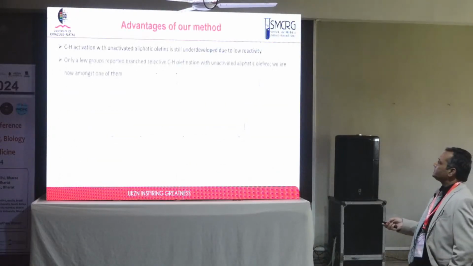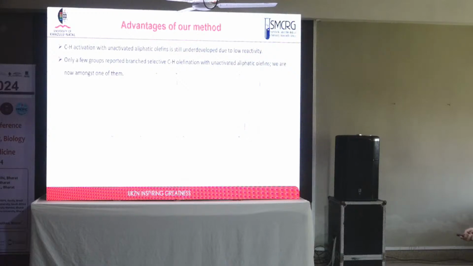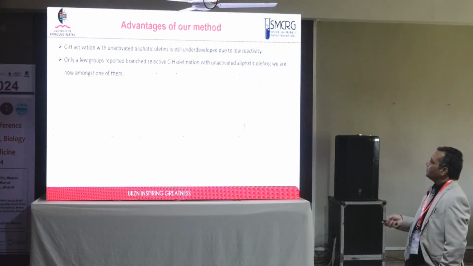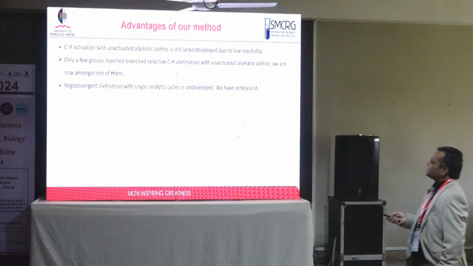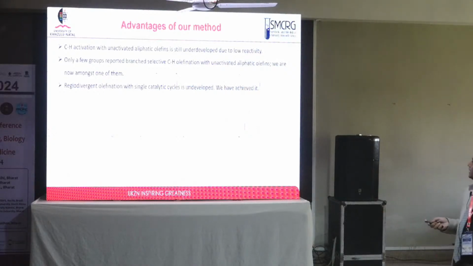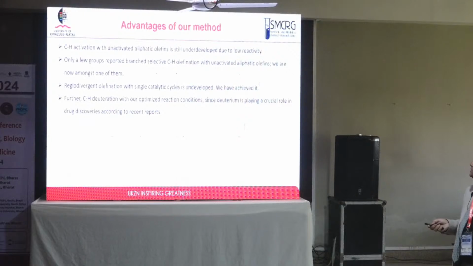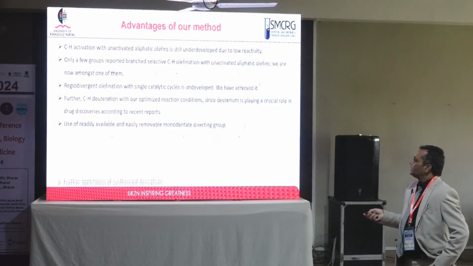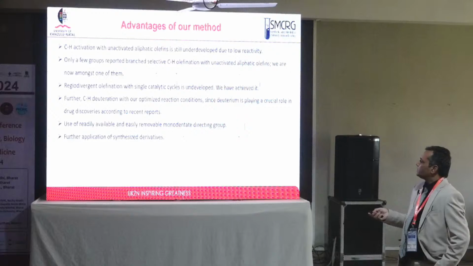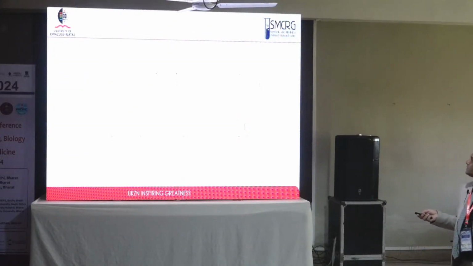So the advantages of our method: CH activation with unactivated aliphatic olefins is still underdeveloped due to low reactivity. Only a few groups in the world have reported this branch selectivity of CH olefination with unactivated aliphatic olefins, and we are one among them. Regio-divergent olefination with a single catalytic cycle is underdeveloped, and we have achieved it. Then further, CH deuteration with our optimized reaction conditions, since deuterium plays a crucial role in drug discovery. Use of readily available and easily removable monodentate directing groups, and then further application of synthesized derivatives and gram scale synthesis. So these are some of the advantages.